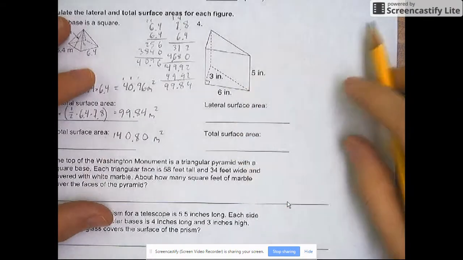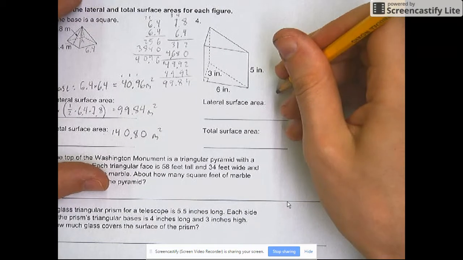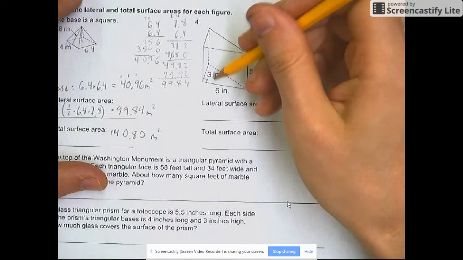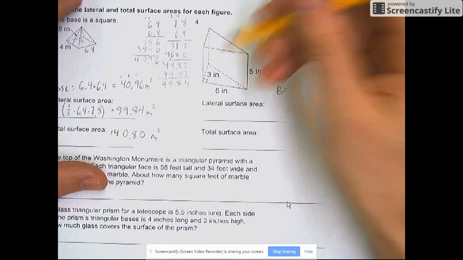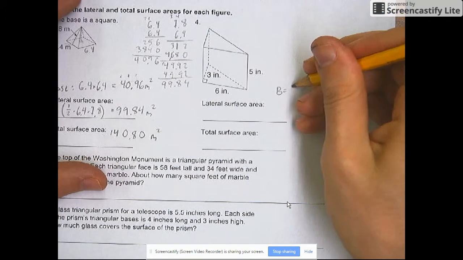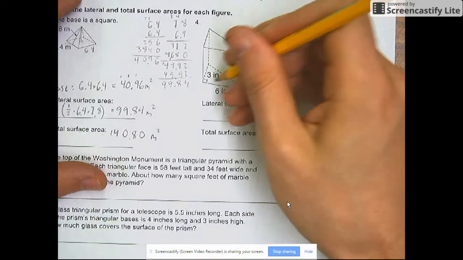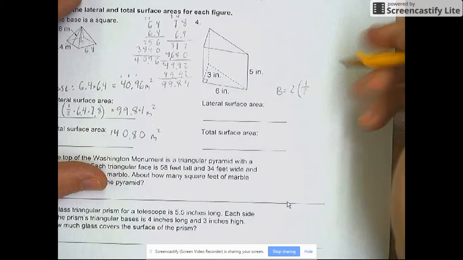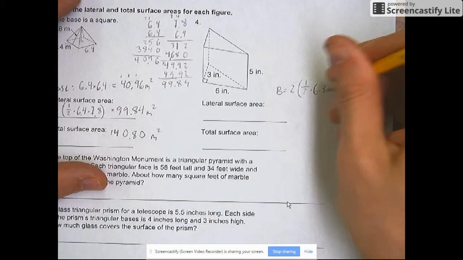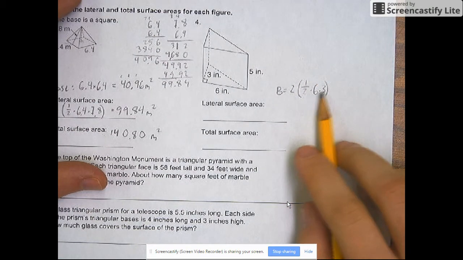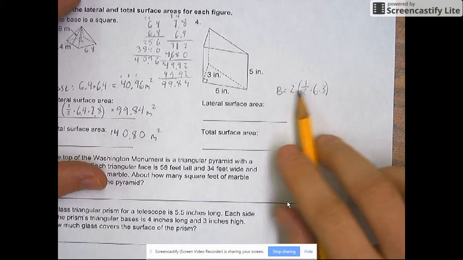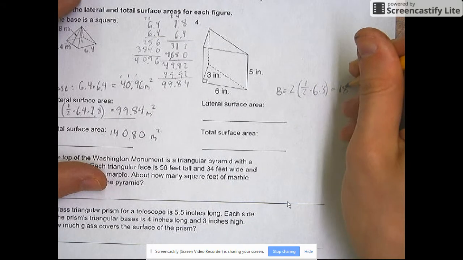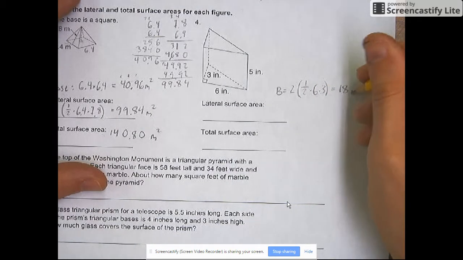Let's go ahead and run through number 4 here real quick. So I'm going to do my base again, since I like to have the base here. I have 2 bases because this is a triangular prism. 2 triangles are my bases. Each one measures 1/2 of the triangle, 1/2 base times height. So 1/2 of 6 times 3. Well, let's see. 6 times 3 is 18. And the 2 and the 1/2 cancel out. 1/2 of 2 is 1, right? So the area of both my bases is going to be 18 square inches.